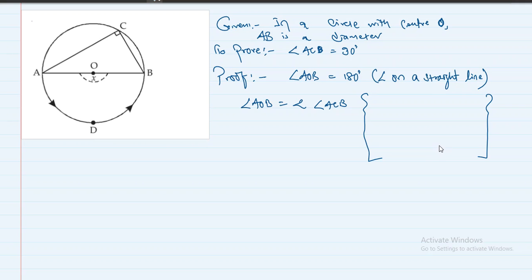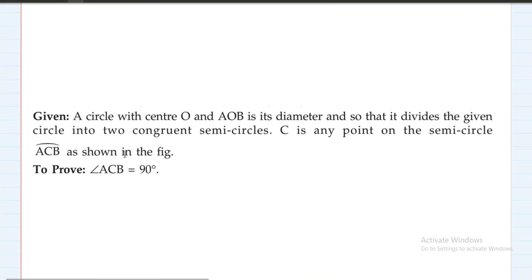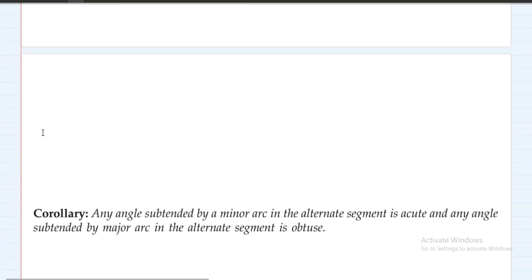So I hope that you're writing this proof with the video. You must. So angle AOB is 2 times angle ACB. So 180 degree is equal to 2 times angle ACB. Therefore angle ACB is 180 degree by 2, which is 90 degree. Angle ACB is nothing but 90 degree. You see that? So we have proved that angle in a semicircle is a right angle.